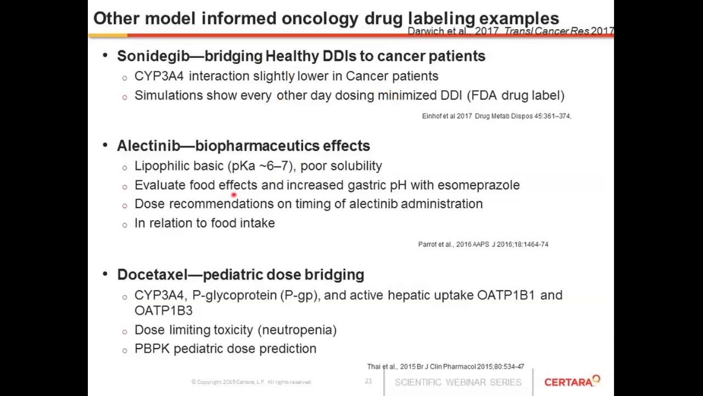Looking at a second example, in this case, what they were looking at is impacts on absorption and food effects, and how that would be affected in cancer. And the final example here that I've listed is an example where they've looked at bridging to pediatric dose. And essentially what they were looking at, because of the PD effect here in terms of toxicity, what they were trying to use PBPK for was to suggest appropriate doses for different ages.